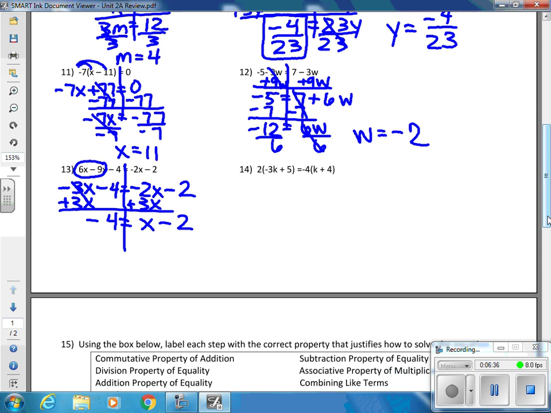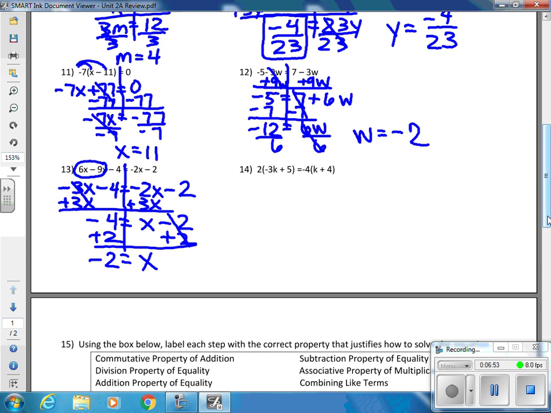You only have one more step to do in this one. It doesn't take you back to the two-step. To get x by itself, we're going to get rid of minus 2 by adding 2. Negative 4 plus 2 is negative 2, and that equals x. There's nothing else to do in this problem. If you divide by 1, you're going to get right back to the same answer we have right now.